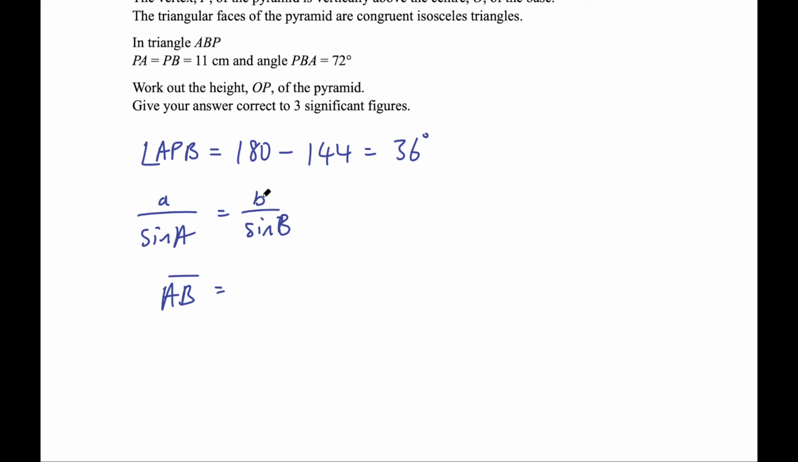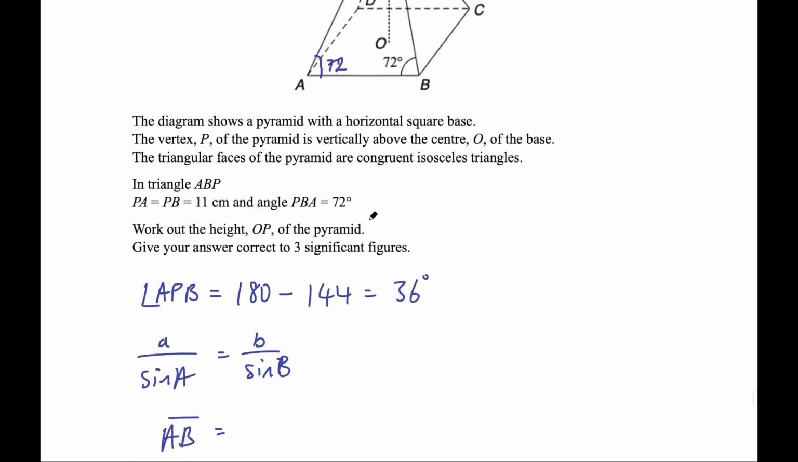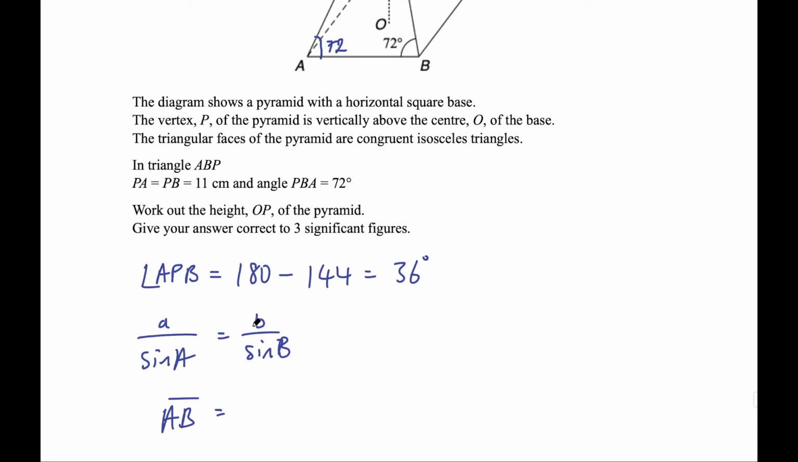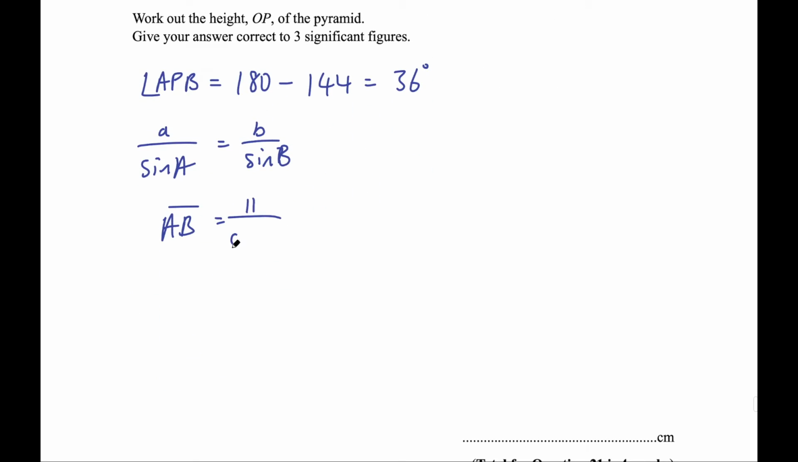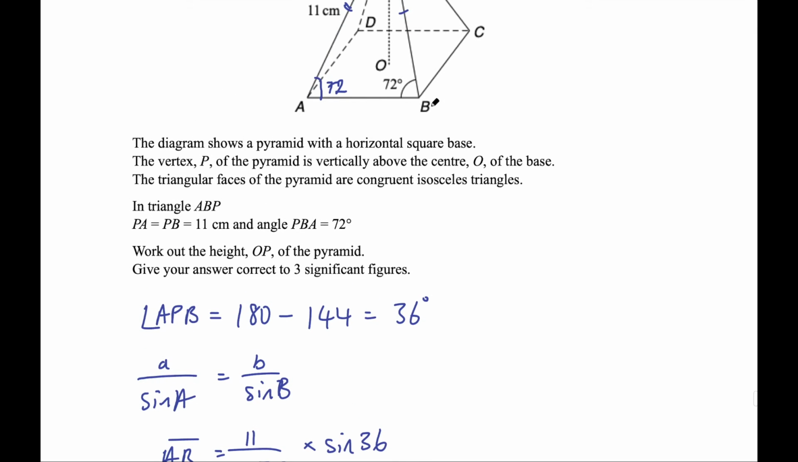This is going to be equal to B over sine B. Again, I'm substituting 11 for B, and angle B is 72. So 11 over sine 72 multiplied by sine A. A was 36, so sine of 36. That's going to allow me to find this side here.